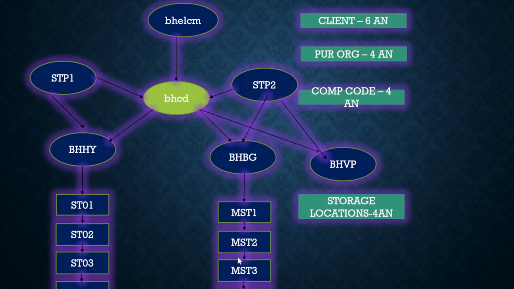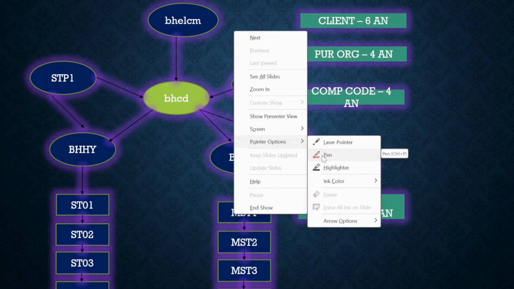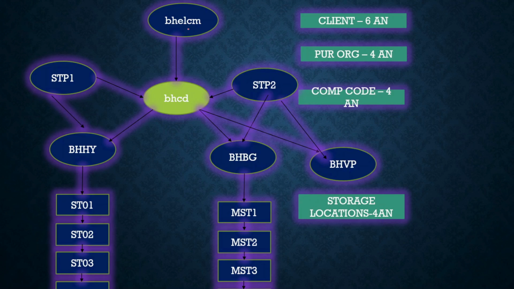So this is an enterprise structure, this is a design part you can see, and here this is a client. BHELCM is a client here. Okay, and client can be maximum 6 alphanumeric. Here you can see only alphabet. It can also be only numeric, it can also be only alphabet, and it can also be the combination of both alphabet and numeric. But maximum it can be 6.